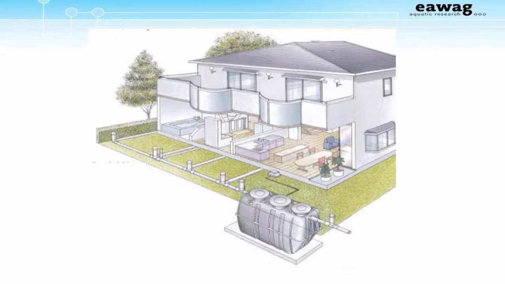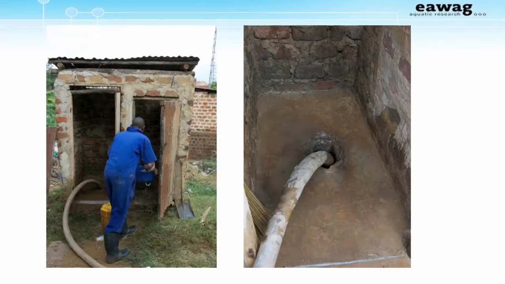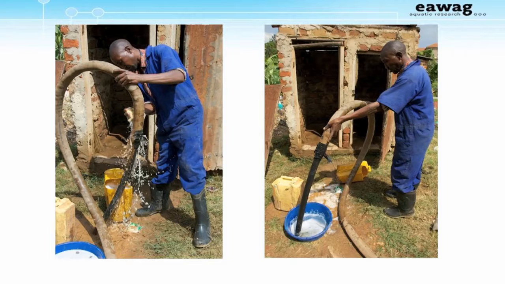This schematic is from Japan. Fecal sludge management is relevant all over the world. In Japan, 30% of the population is served by on-site sanitation systems, and in the United States, 25%. Here are some more pictures from Kampala showing a pit latrine being emptied. This hose is connected to a vacuum truck.